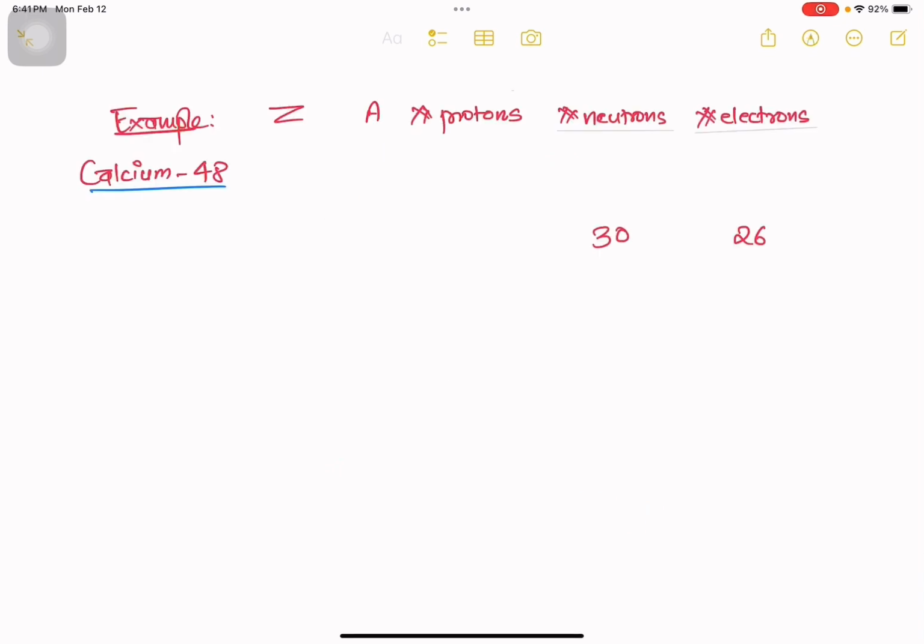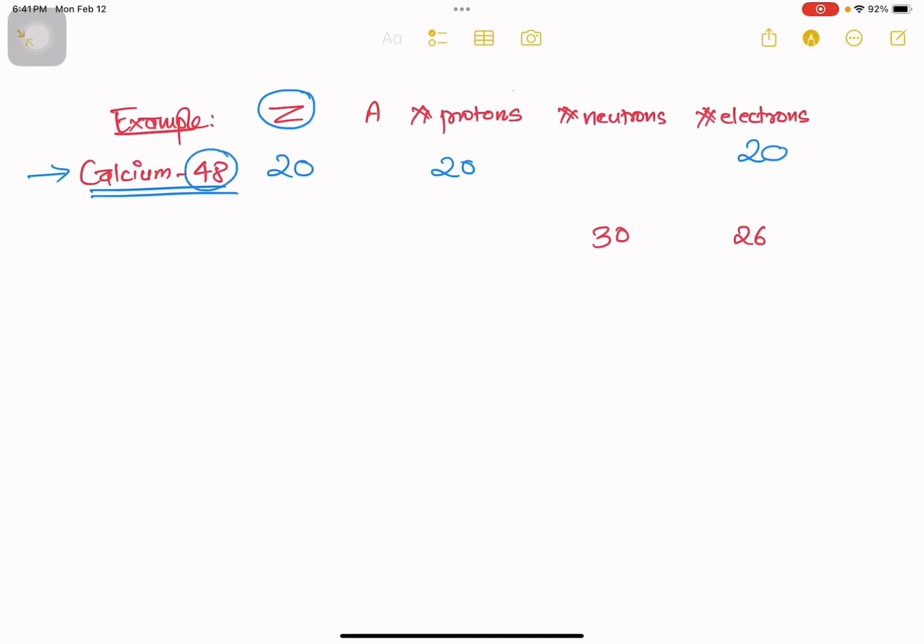Another example, calcium-48. It is an isotope of calcium. Now, what is the atomic number, or Z? I will look at the periodic table and I can see it is 20. The number of protons is also 20. It is a neutral atom, so it will have an equal number of electrons as protons. So the number of electrons will be 20 as well.